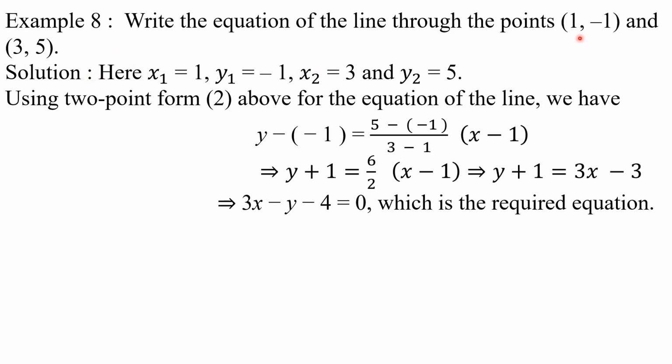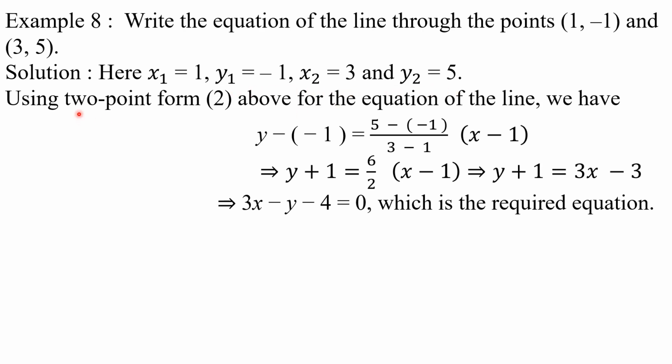Let us assume that this first point is (x1, y1) and this second point is (x2, y2). Then what is x1 here? 1. And what is y1 here? Minus 1. What is x2 here? 3. And what is y2 here? 5. Understood this step, my children?